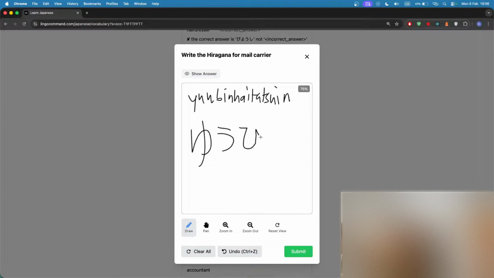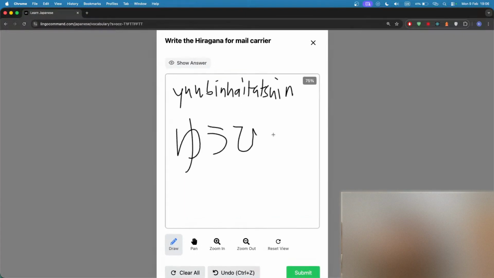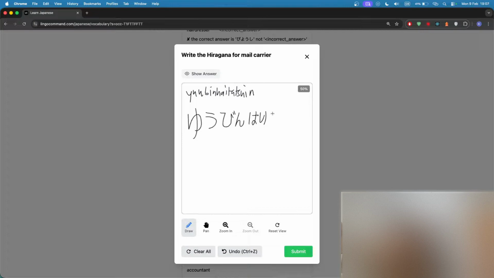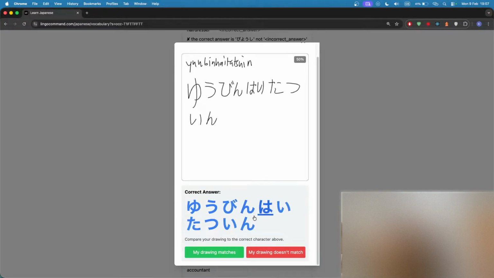Yuubin. Okay, so bi. I'm not gonna make this mistake again, where I write he in katakana, because this is obviously hiragana. Then I'm gonna apply dakuten, so this becomes bi. Yuubin. Hai. And then ta is this. This is tsu. I'm gonna go to the next line. Yuubin haitatsu-in. Let's try and write this a little bit more neatly. I would say that's a match, so that's great.